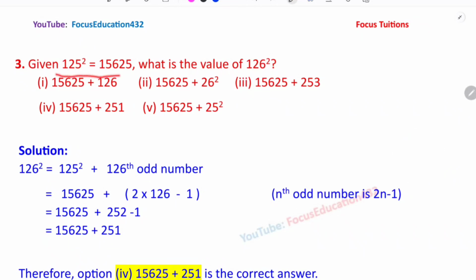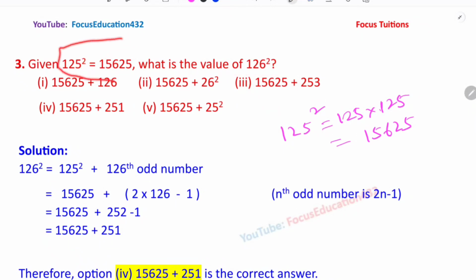Now we move to the next question. Given that 125 square is 15625, meaning 125 multiplied by 125 is 15625, what is the value of the next square, 126 square? If we know 125 square, we can easily find the square of the next number, 126 square. You have to identify which of the 5 options is correct. For this there is a general rule.